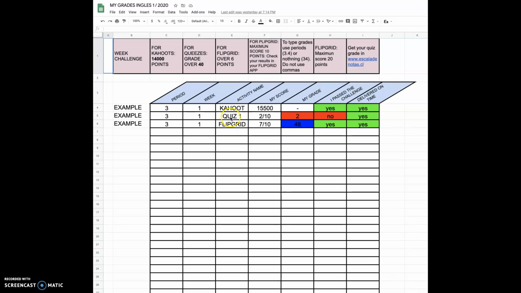Here we have quizzes. Quiz number 1, you got 2 out of 10 points. That is a 2. Did you pass the challenge? No, but you delivered it on time. And finally, you have a Flipgrid, where you were given 7 out of 10 points. That is a 4.8. So you passed the challenge and you delivered the Flipgrid on time.